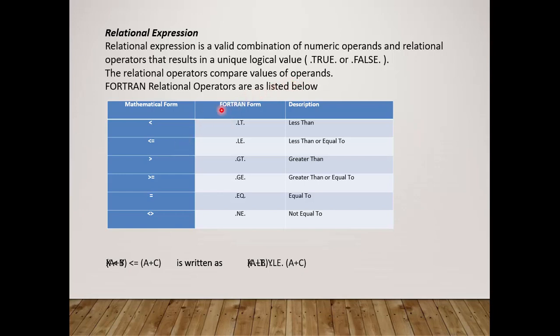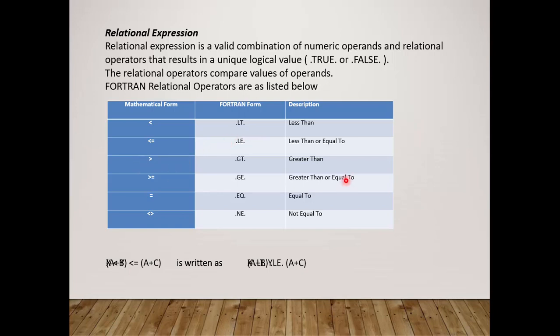This is the table wherein you can see the mathematical form, how to write it in Fortran form, and what it means. Here this is for less than, and you write it as dot lt dot. If you want less than or equal to, just write dot le dot.